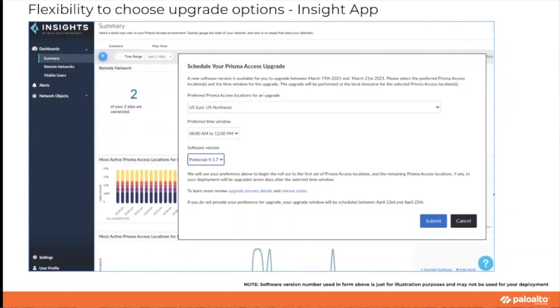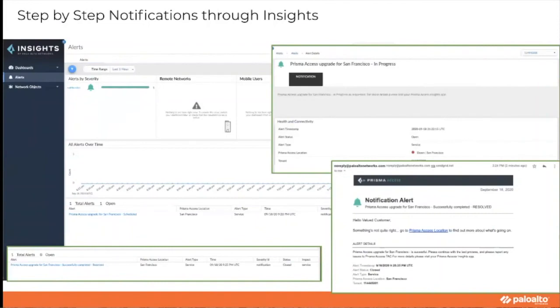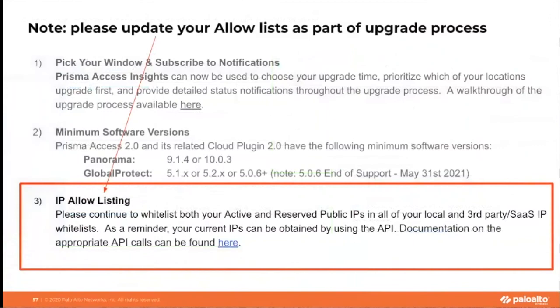And then finally, once you've got your upgrade scheduled, 21 days before, you'll get notified. 3 days before, you'll get reminded again that your upgrade is coming. And then finally, as the upgrade processes, you'll be kept up to date.